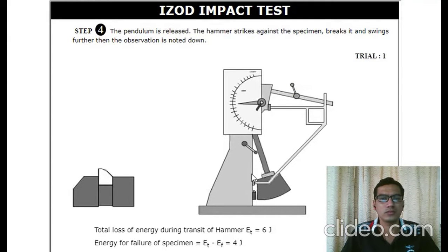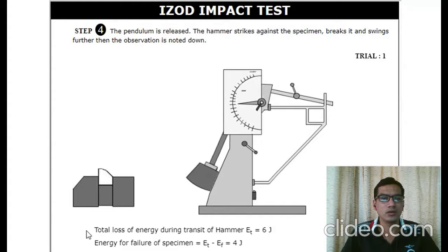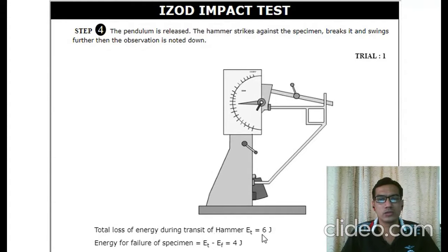So as we can observe here, the total loss of energy during the transit of the hammer is equal to 6 joule. So the energy for failure of the specimen is equal to the total loss of energy during the transit of the hammer minus the loss of energy due to friction. The loss of energy due to friction was 2 joule. So 6 minus 2, it will be 4 joule.